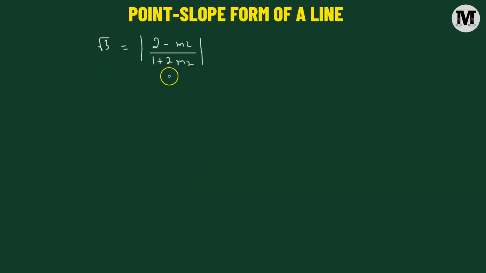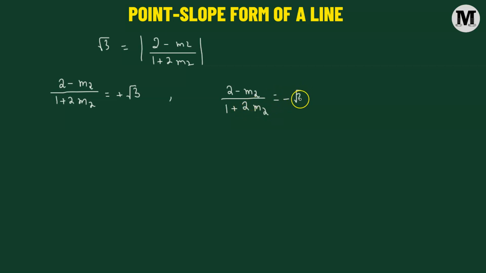Now let's solve for the value of m2. Since it's an equation involving an absolute value, we'll get two equations. One will be (2 minus m2) divided by (1 plus 2 times m2) equals positive square root of 3. And the other possibility is (2 minus m2) divided by (1 plus 2 times m2) equals negative square root of 3. Fine. So let's solve each of the two equations individually to find the value of slope m2.